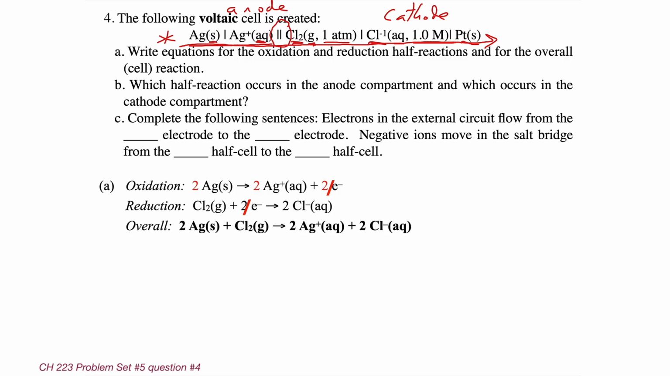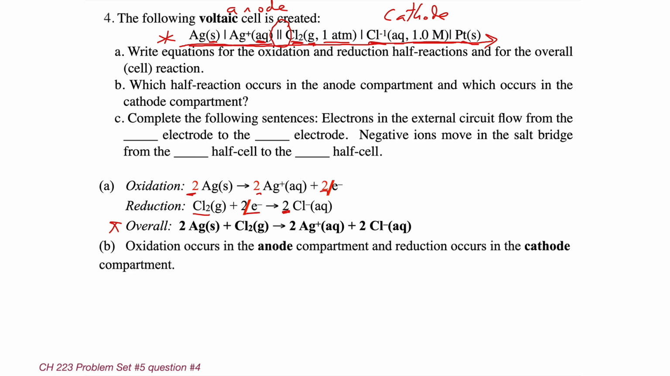No problem. So silver's going to silver plus. It's losing an electron. We're going to combine it here in a little bit. That's what those 2's are for. We multiply it by 2 because chlorine is a diatomic, and we have to have 2 chlorides on the other side, and that's going to require 2 electrons. So you can see the electrons cancel, and then overall 2 silvers and chlorine makes 2 silver ions and 2 chloride ions.